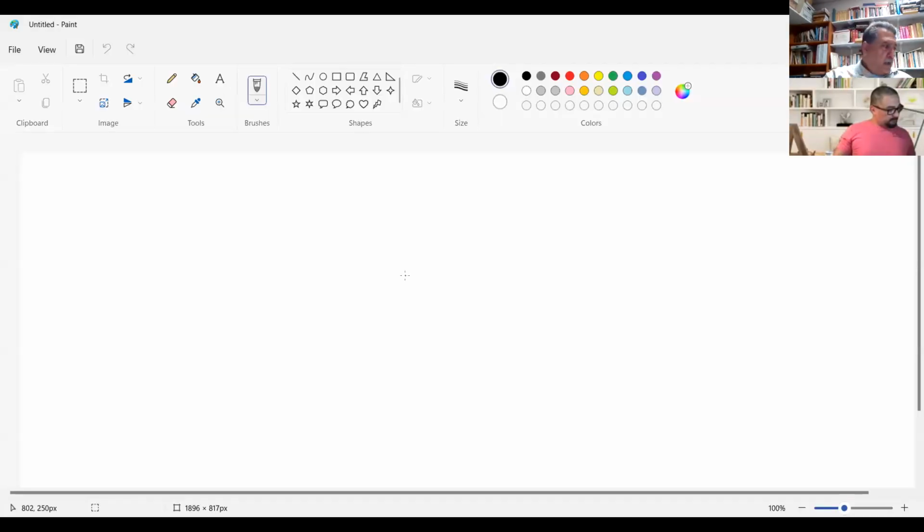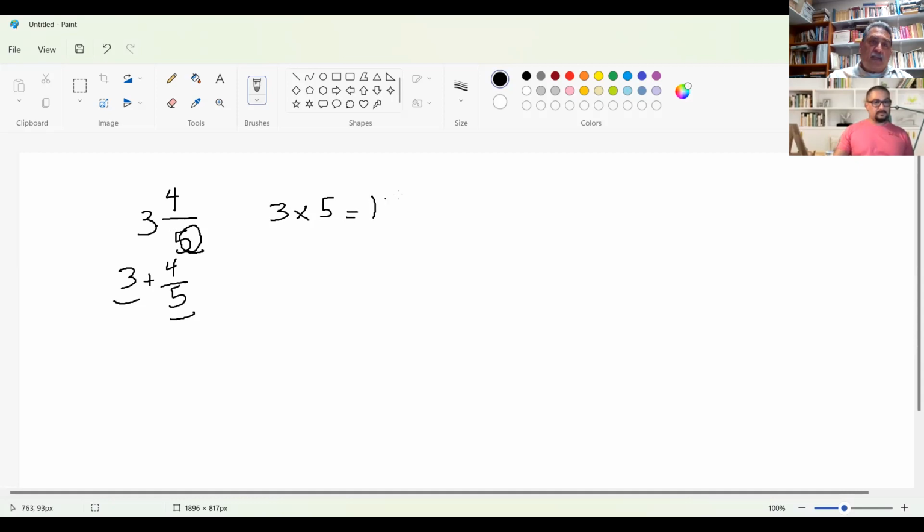Okay. So for example, if they ask us to convert a mixed number to an improper fraction, remember, what was the improper fraction? A fraction that has a numerator greater than the denominator. This is a mixed number, 3, 4 over 5. It means 3 plus 4 over 5. This is an integer, and that's a rational number. If I want to convert that to an improper fraction, take 5 here, multiply it by 3. 3 times 5 is 15. Then add it to the numerator. 15 plus 4 is 19. Then you write the whole thing as 19 over 5.